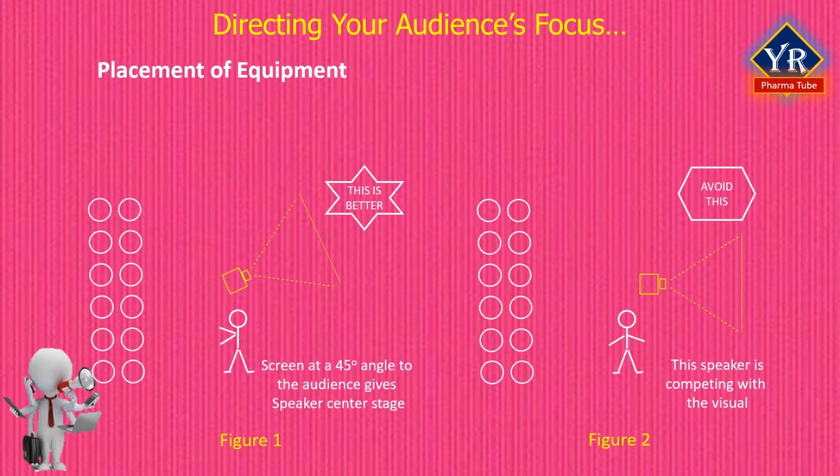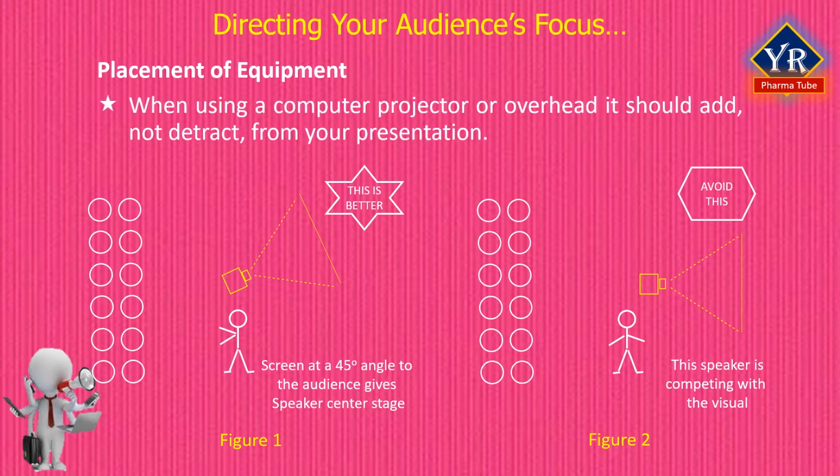Placement of equipment. When using a computer projector or overhead, it should add, not detract from your presentation. This can be accomplished by placing the screen or flip chart at a 45 degrees angle and slightly to one side of the center of the room. In this way, a presenter can occupy the central position and more easily focus the audience's attention on the explanation of the data being displayed.